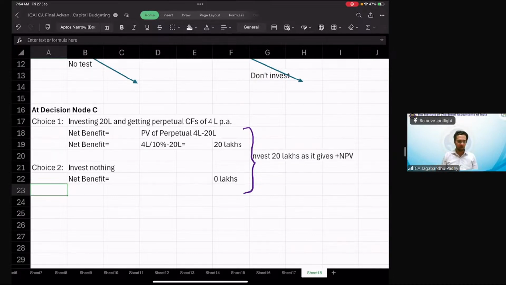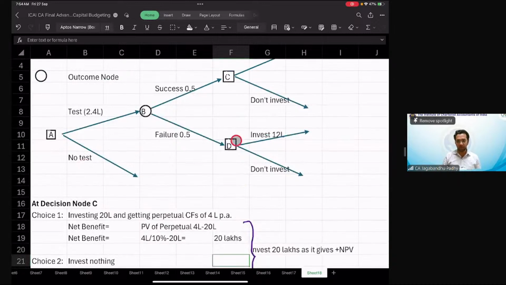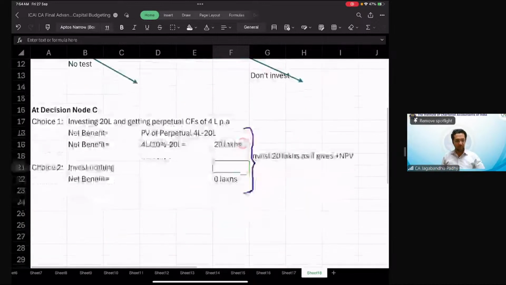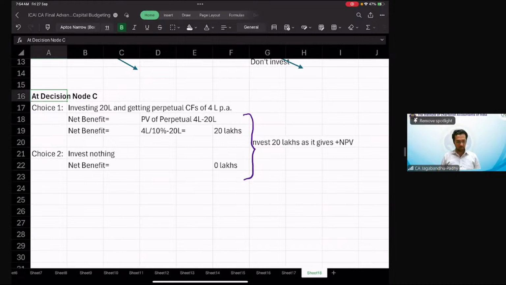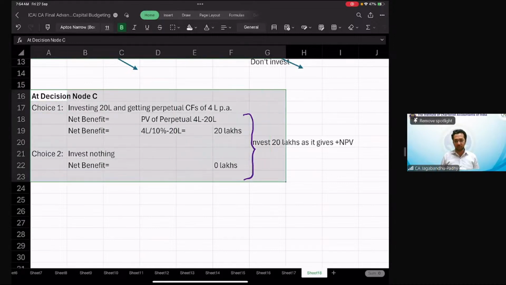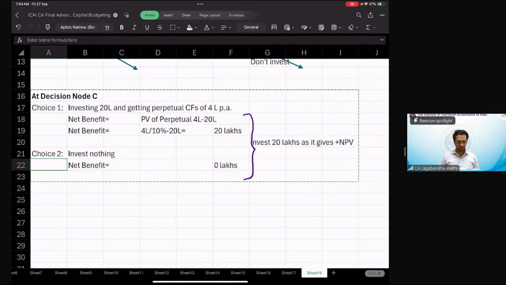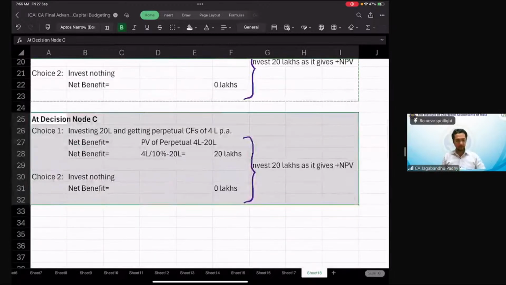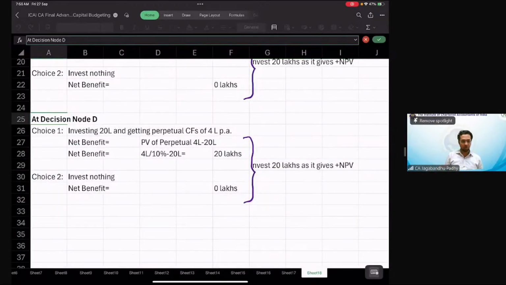Okay. So at decision C, we have 20 lakhs as a net benefit. So we can say investing 20 lakhs is the choice that we make at node C. Now come to node D. At node D, again we have two choices.